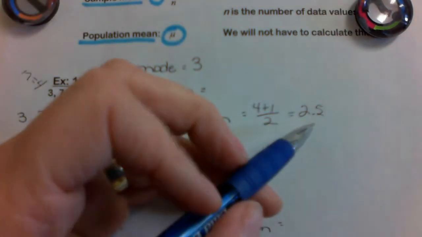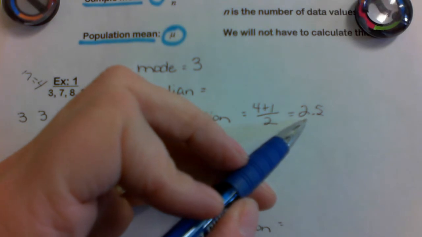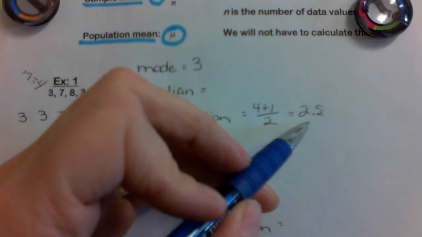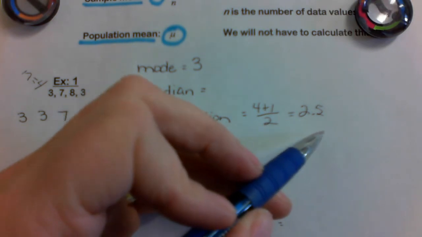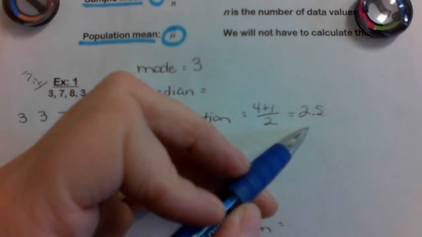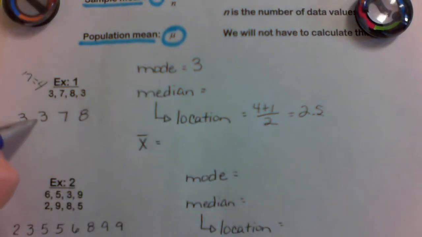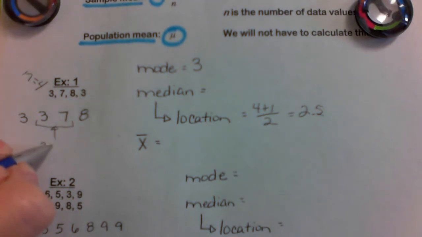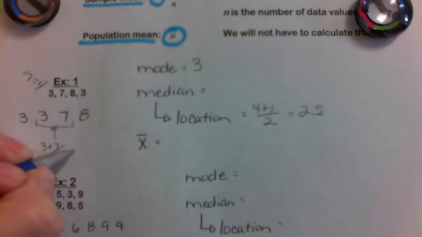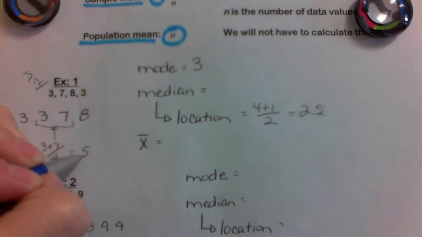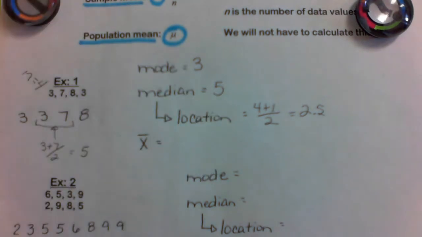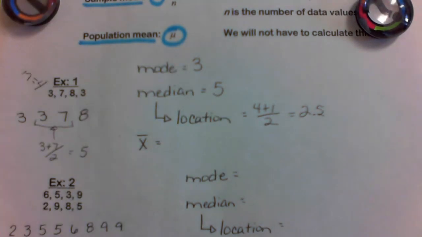So that tells me that my median, if you think, where's 2.5 on a number line? It's between the numbers 2 and 3. So it is between the second and the third number. Well, here's my second and third number. The median is between these two. Now, when your median is between 2 numbers, then you just average them. So we would do (3 + 7) divided by 2, so that's 10 divided by 2, or 5. So in this case, my median is 5.